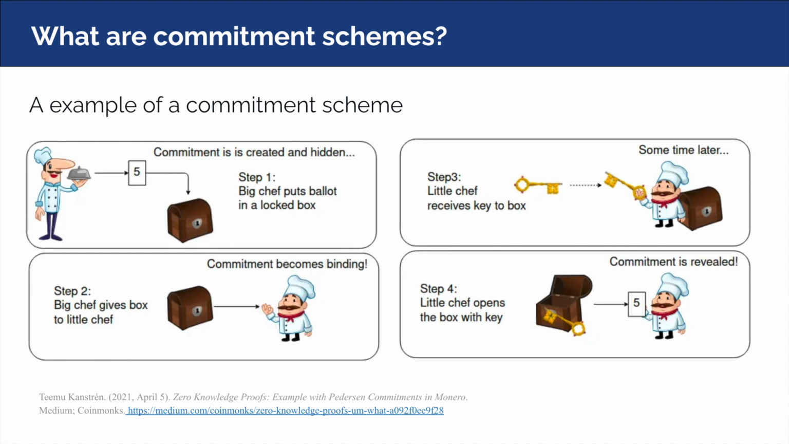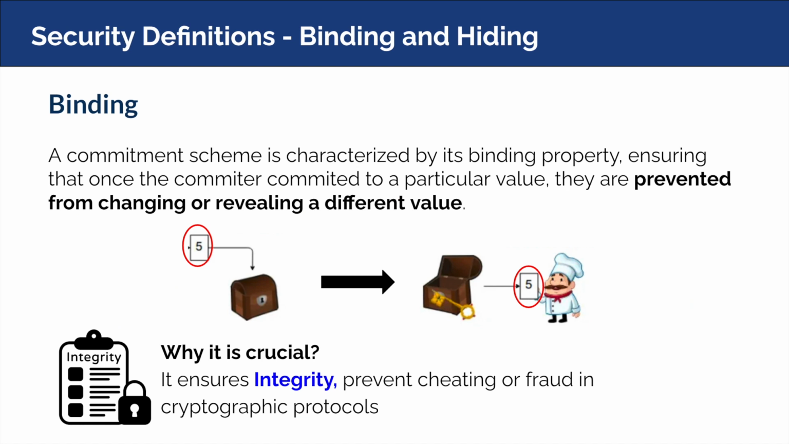In this case, it's the ballot with the number 5. There are two most significant properties of commitment schemes, binding and hiding, and these can also be seen as a foundation of the security. Binding means the committed value cannot be changed or revealed as another different value. Just like the big shift put the ballot with the number 5 inside the box, so the little shift will get the number 5 revealed as the only result.